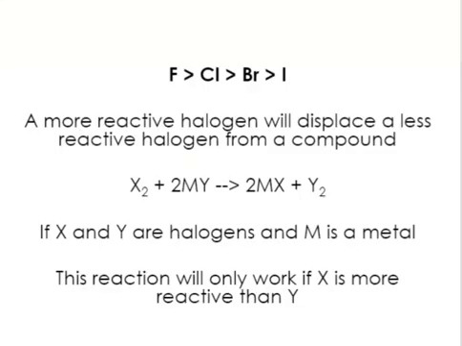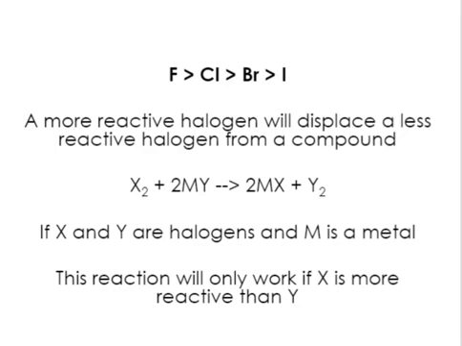So if we look at the chemistry of this, remembering our order that fluorine is more reactive than chlorine, which is more reactive than bromine, which is more reactive than iodine. As we've just discussed, a more reactive halogen is going to displace a less reactive halogen from a compound. We call them displacement reactions because the more reactive halogen takes the place of the less reactive halogen in the compound. In this equation here, I've used X and Y for our halogens, and M is just metal.